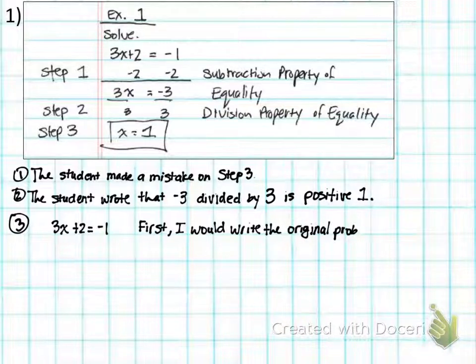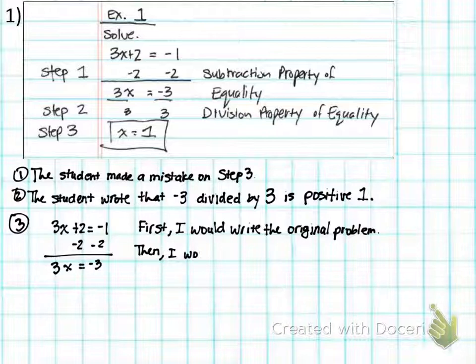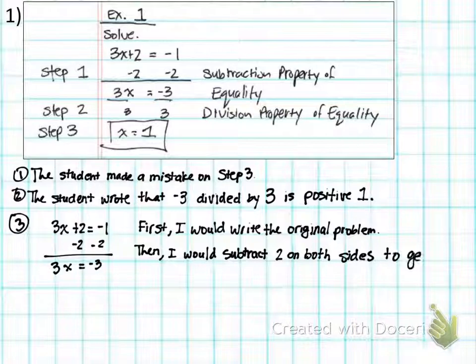Okay, this is something you would write on your test. Then you would do the next step. What would you guys do next, kids? Okay, so we're going to subtract 2 on both sides. And then I'm going to write, then I would subtract 2 on both sides. Okay. And I would get this new answer of 3x is equal to negative 3, okay? See, that's a complete sentence.